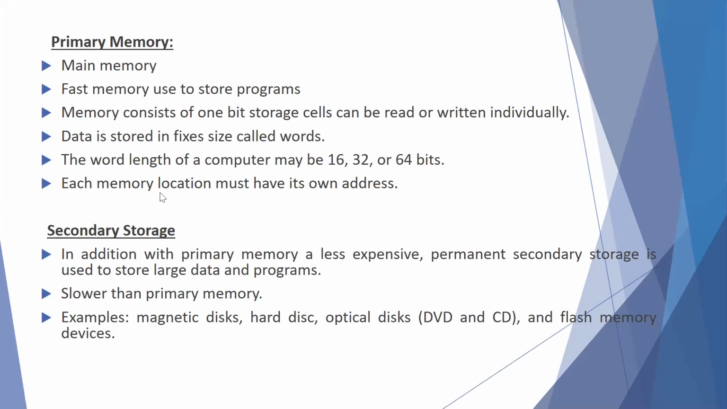Each memory location definitely must have its own address. This is for the primary or the main memory. Now coming to secondary storage, in addition to primary memory, we have a less expensive permanent secondary storage for storage of large data and programs. This is definitely slower than the primary memory, and some basic examples are, can you tell me a secondary memory in your day-to-day usage?